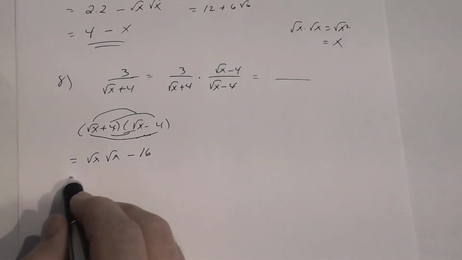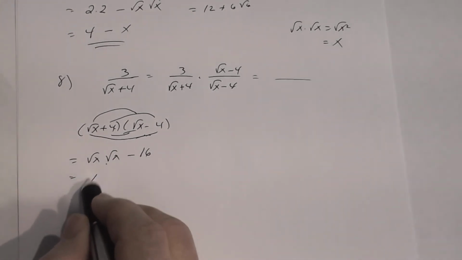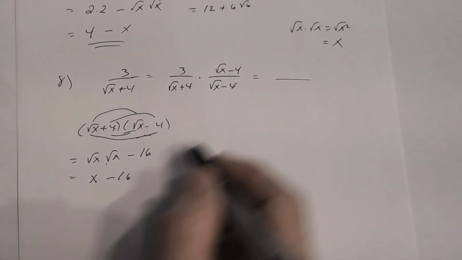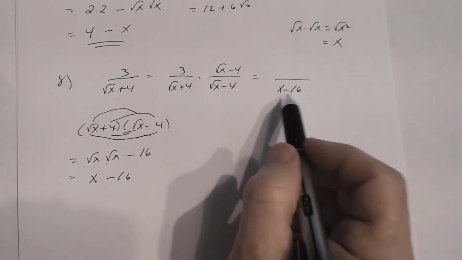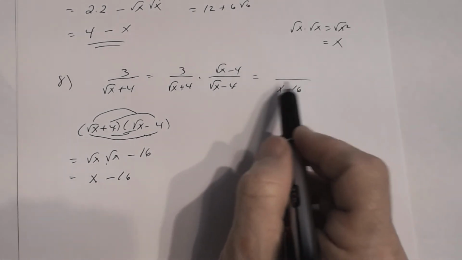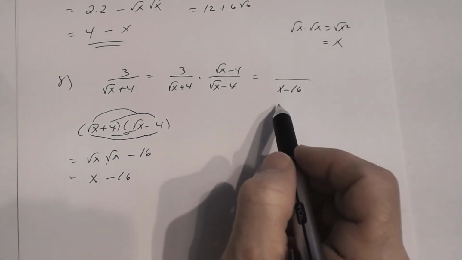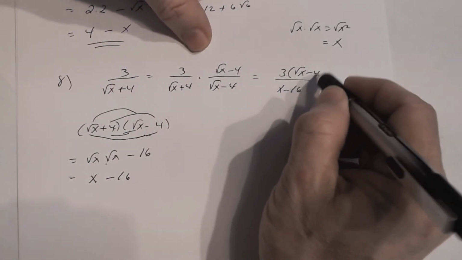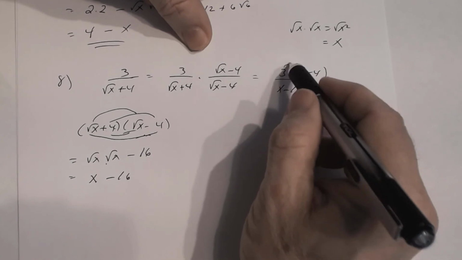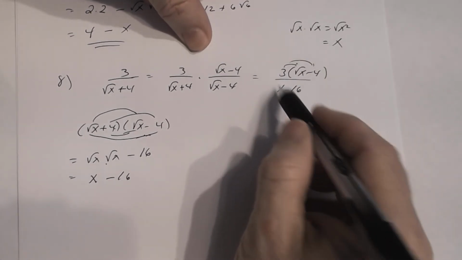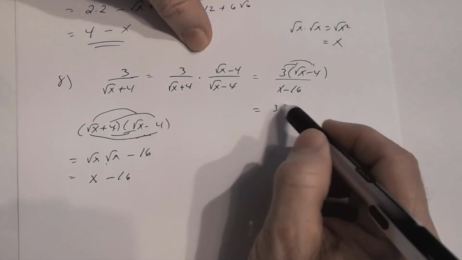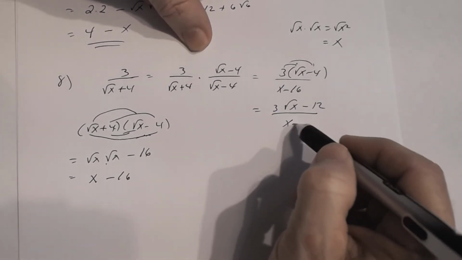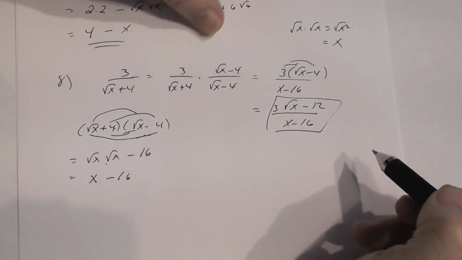And so here, the square root of x times the square root of x, we know is square root of x squared. We already dealt with that, so that's just x. So we get x minus 16. So that's your denominator. So notice that I no longer have a square root in the denominator. Now my numerator, I have 3 times the square root of x minus 4. And so let's go ahead and distribute. I cannot reduce anything here. So I get 3 square root of x minus, and then 3 times 4 is 12, divided by x minus 16.